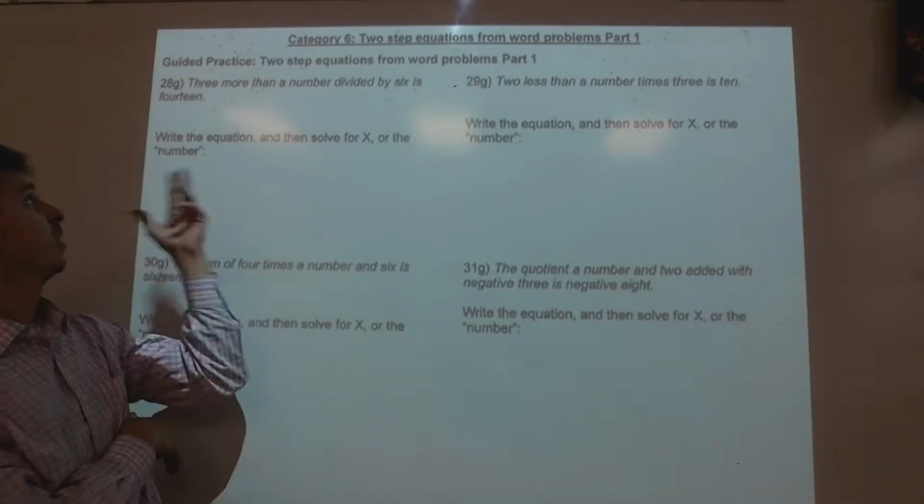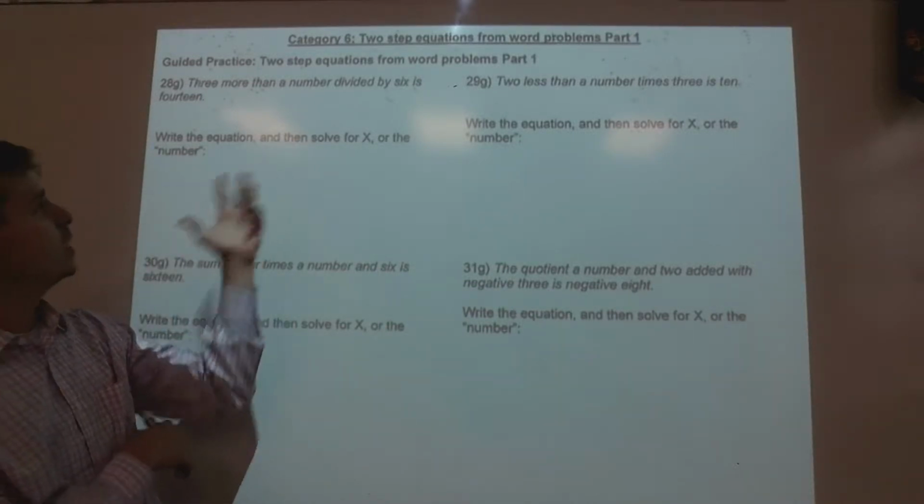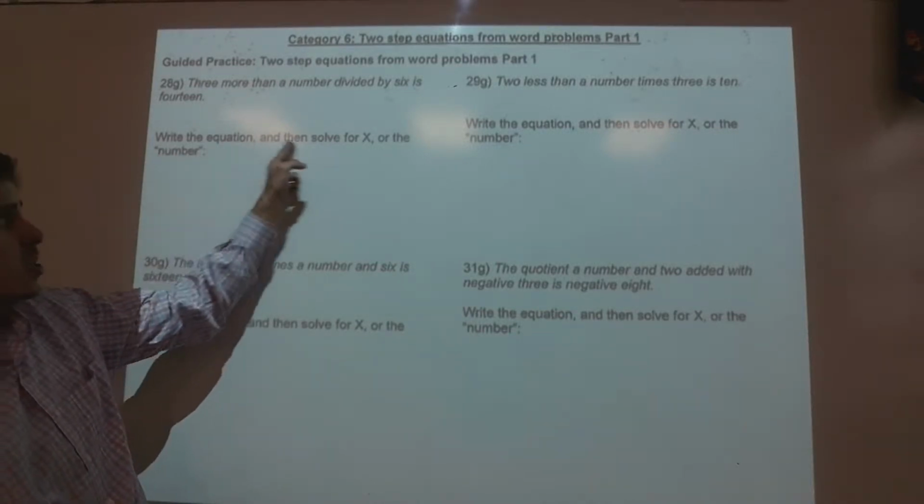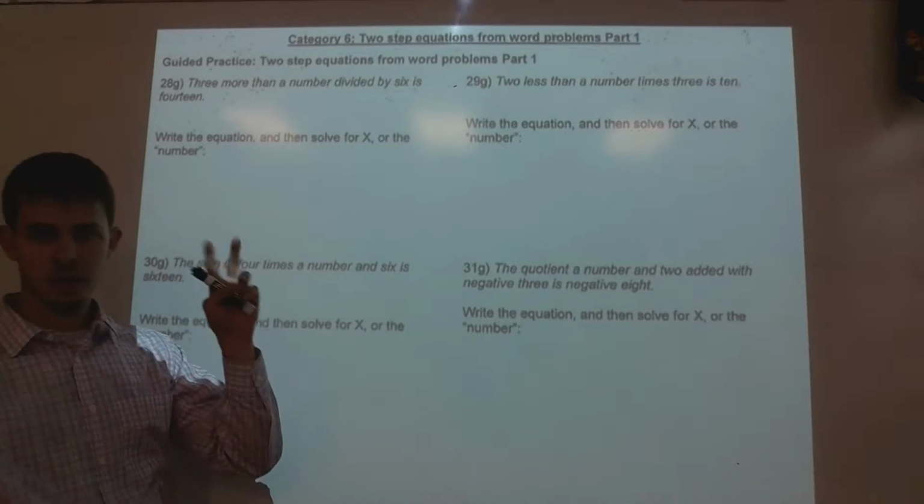Okay, so the first problem is: 3 more than a number divided by 6 is 14. Write the equation and then solve for x, or the number.